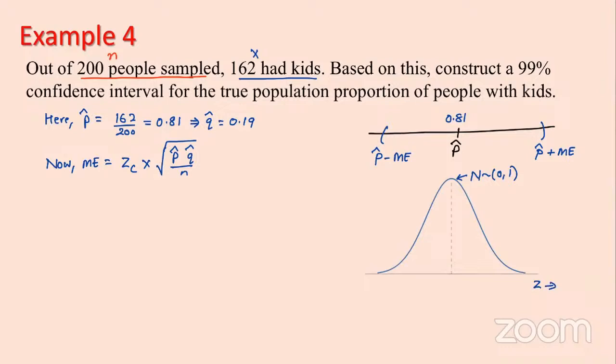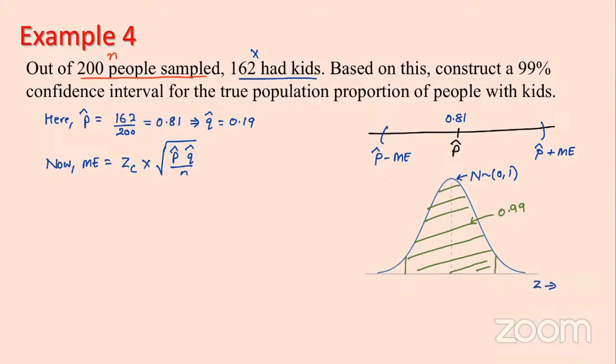And because we are constructing a 99% confidence interval here, we have 99% area in the middle. We want to be 99% confident here. So you can see 99% area is in the middle, right? So the remaining area is 1%. 1% area is divided into two parts. That means we have 0.5% area on each tail.